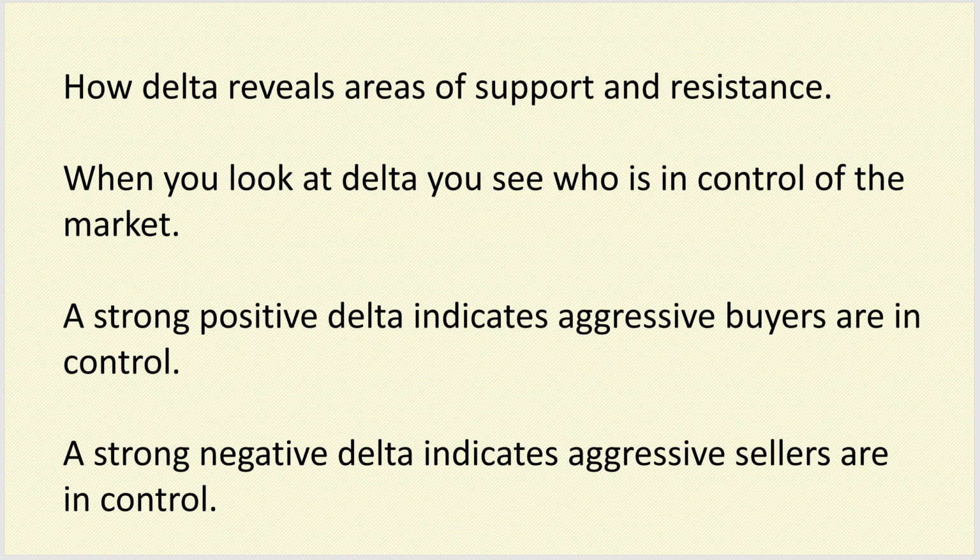So delta is going to reveal areas of support and resistance, and it's important to understand delta so you can see those. And when you look at the delta, you're going to see who's in control of the market. A strong positive delta indicates aggressive buyers are in control. Yes, right? That's something you've got to understand. Strong negative delta indicates aggressive sellers are in control. So when you're looking at positive delta, just remember buyers are in control. When you see negative delta, sellers are in control.